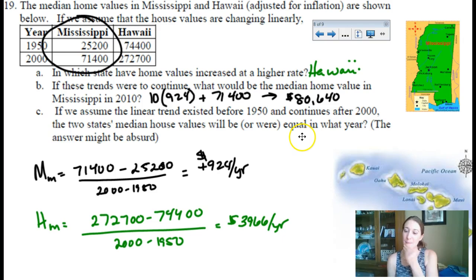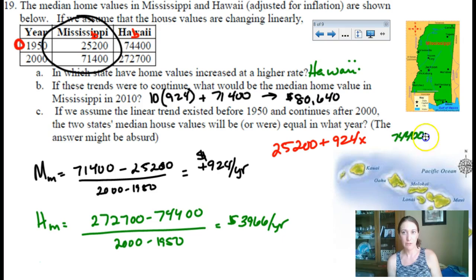For Mississippi, if we say time started in 1950, let's call this 0. That's our y-intercept right here. This would be our b. For Mississippi, home prices start at 25,200, but they increase. Remember, we found Mississippi slope to be 924 per year. Hawaii started at 74,400, but increased 3,966x. And then if we equated them, let's see what happens. It might be absurd. Don't forget.